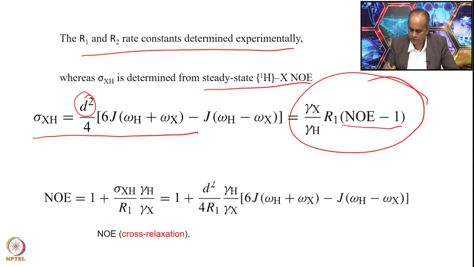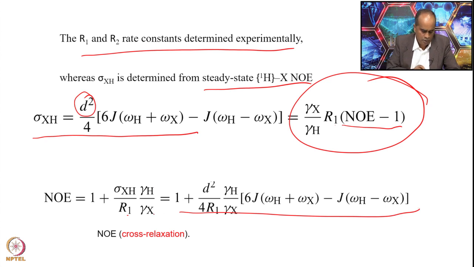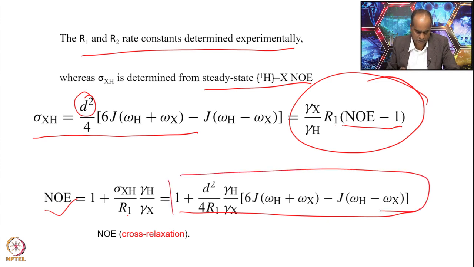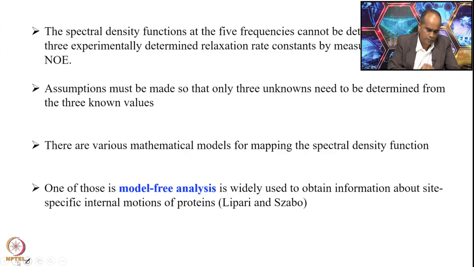The spectral density function can come from NOE minus 1, that is R1 multiplied by NOE minus 1, and NOE can be given as 1 plus sigma xh by R1. You can just rejig this with a little bit of algebra. So the NOE that we calculate experimentally comes from these spectral density function numbers. If we do the three basic experiments, R1, R2 and heteronuclear NOE, we can essentially determine all the spectral density functions and tau c, and that is what is typically done in protein NMR.